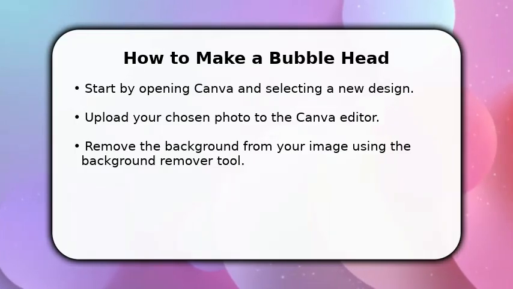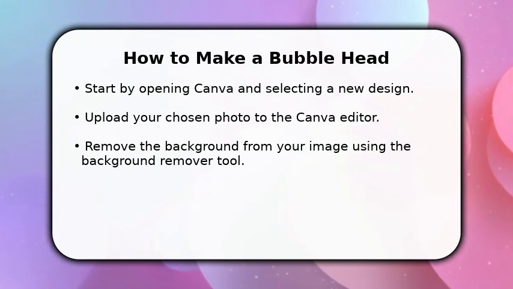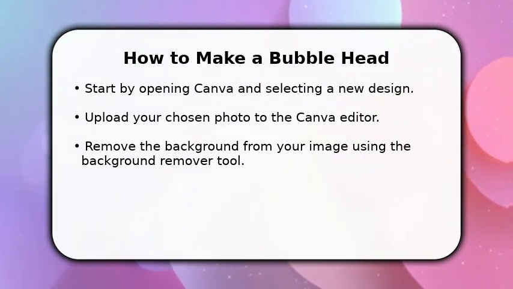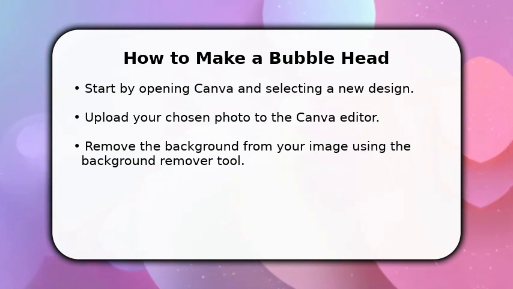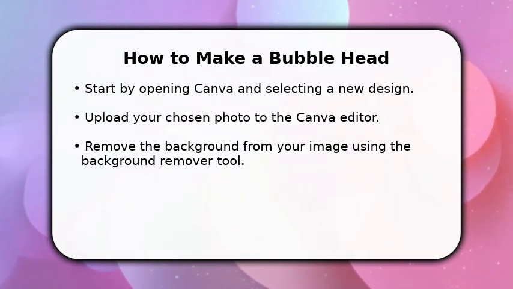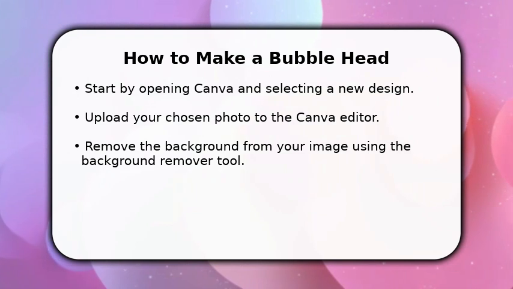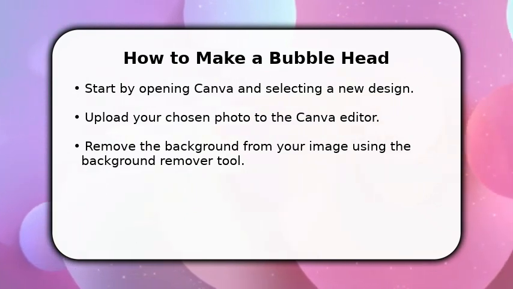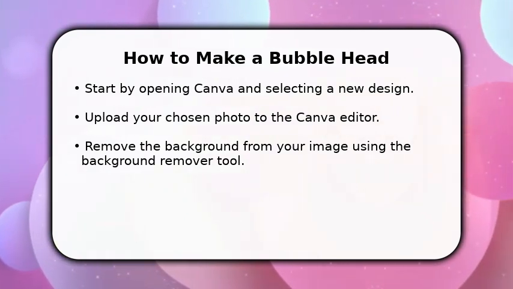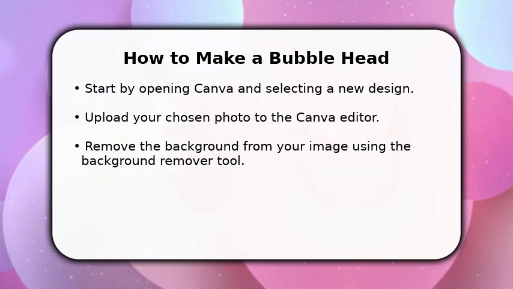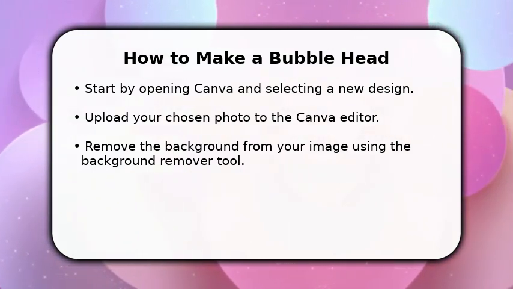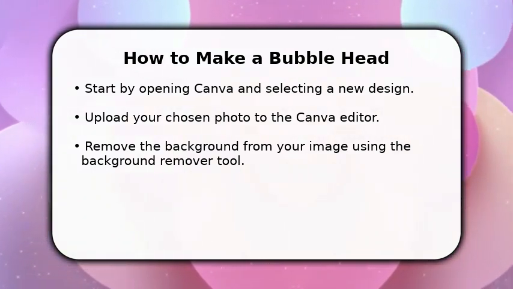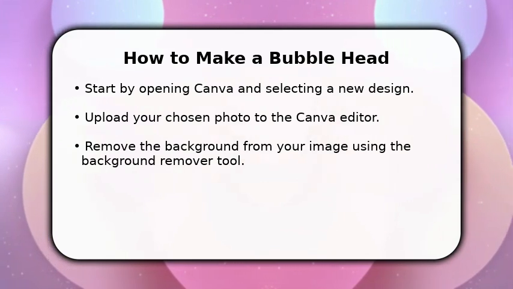In this video, I will show you how to make a bubble head in Canva using an easy method. First, open Canva and choose a new design, like a custom size of 1000 by 1000 pixels. Next, upload your desired photo into the editor. Then, use Canva's built-in background remover tool to isolate your subject. This simple step sets the foundation for your fun bubble head creation.